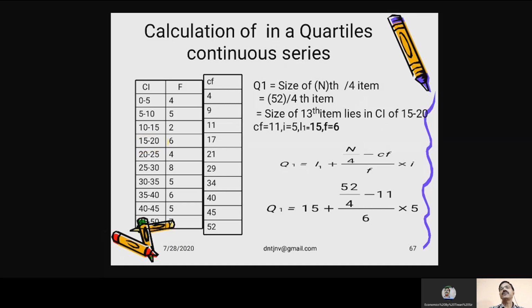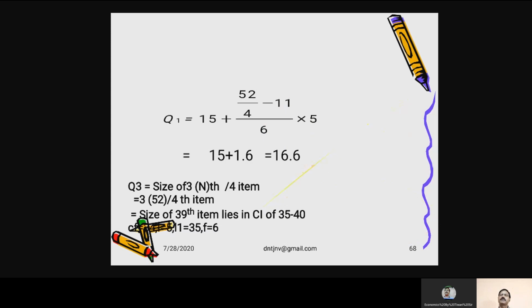Now your value of f is 6, and this is your value of CF, 11. So putting this into the formula, Q1 is equal to L1 plus (N by 4 minus CF) upon f into i. N by 4 you have already calculated; this is nothing but 13. L1 is the lower limit of the group, 15. So right here 15 plus 13 minus CF, and CF is 11, over f, which is 6. You apply this, put the values, and you will be able to get the quartile.